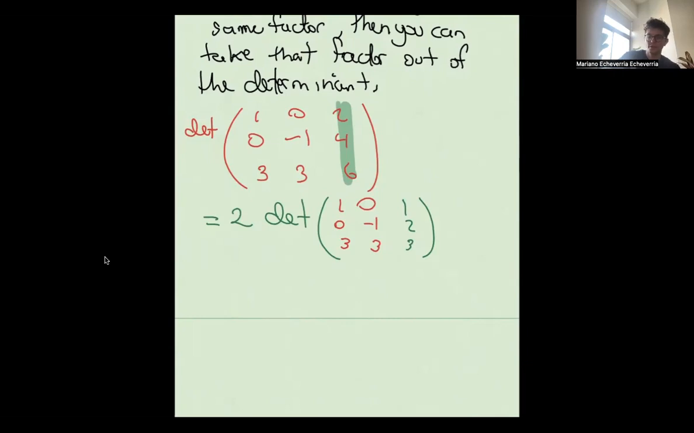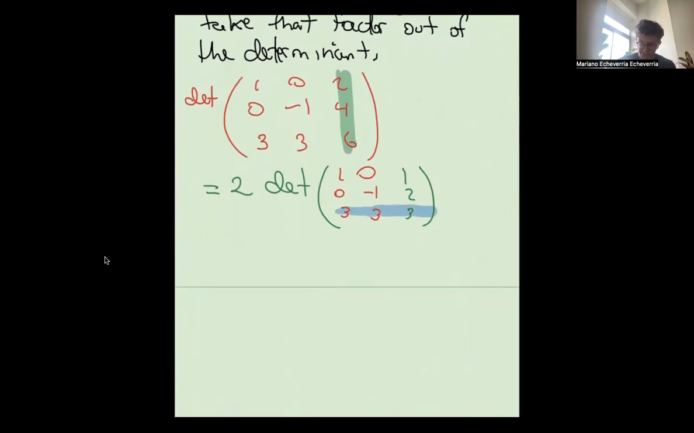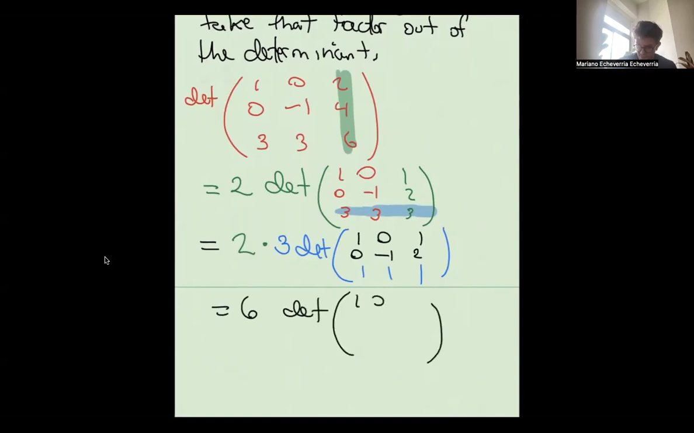So there's another factorization you can make, right? For example, everything in the third row has a common factor of 3, so you can pull out that 3. So you can say that this is 2 times 3 times the determinant of what? Now this becomes 1, 1, 1, and then 1, 0, 1, 0, negative 1, 2. Is that making sense? So this is just 6 times this matrix.